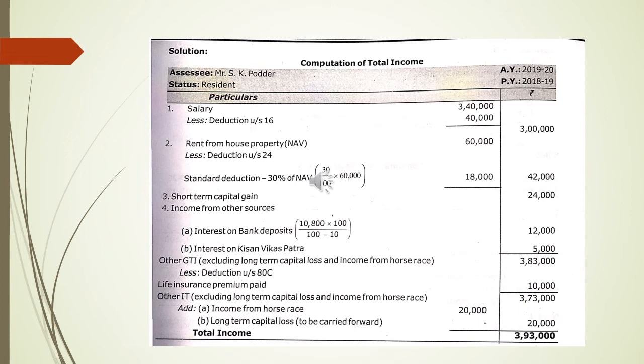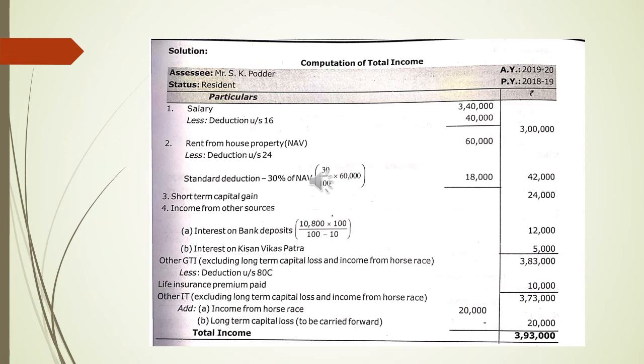Then under income from other sources, we have interest on bank deposits. It is given after deducting the tax, means TDS is already deducted, which means it is a net. So that net has to be grossed up by using the grossing up formula. So 10,800 divided by 100 minus TDS into 100. So you will get 12,000. Interest on Kisan Vikas Patra, it is given gross in the bracket. So entire 5,000 you show under income from other sources. So your gross total income is 3,83,000.